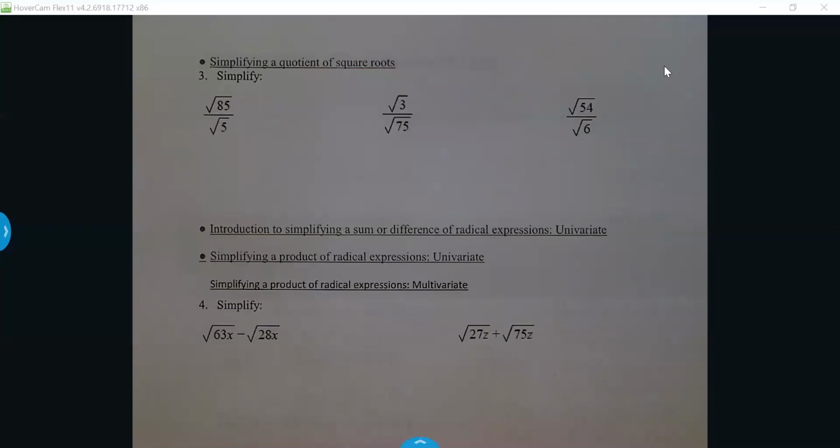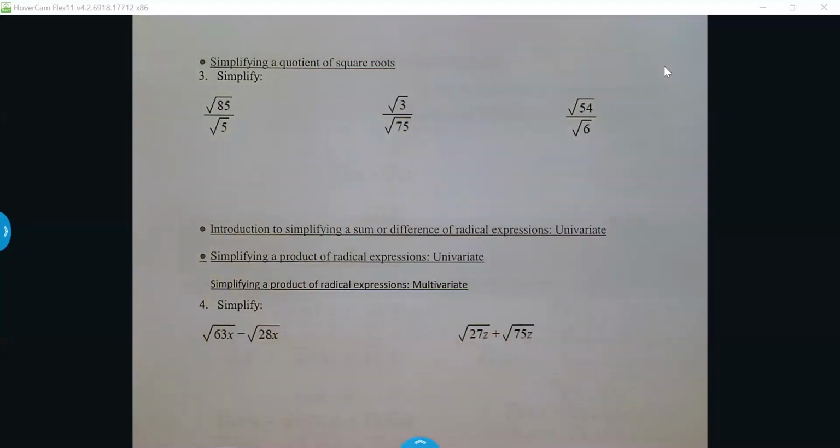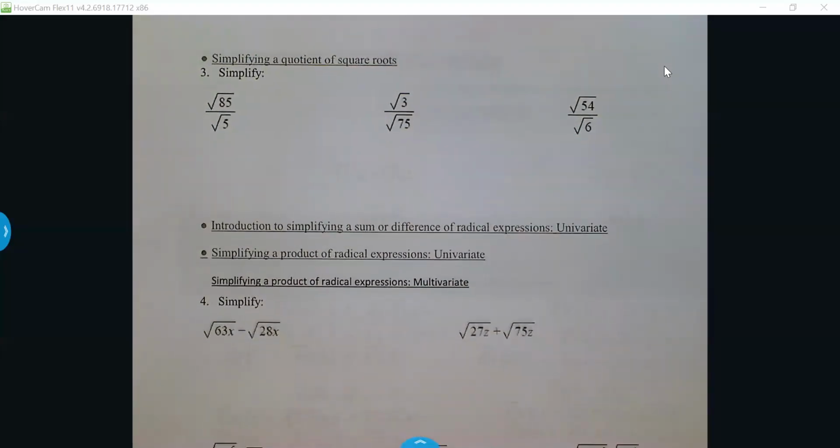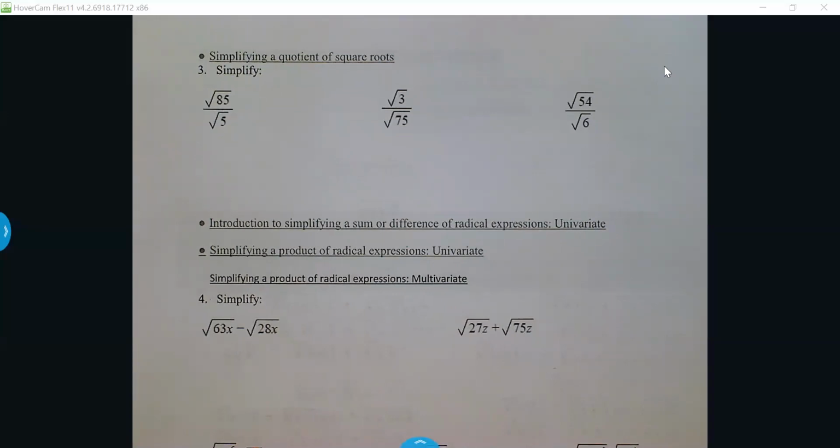Okay, the next thing we're dealing with is division of square roots. Just like multiplication, you do not need there to be the same square roots in order to divide them. Here we have the square root of 85 divided by the square root of 5. This becomes the square root of 85 over 5. And what is 85 divided by 5? That would be the square root of 17.